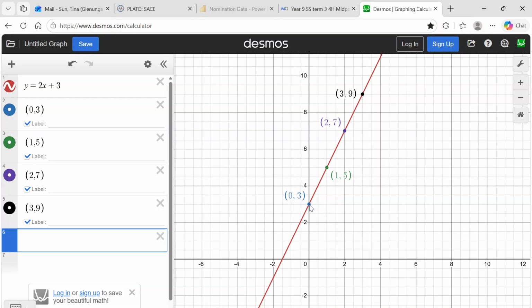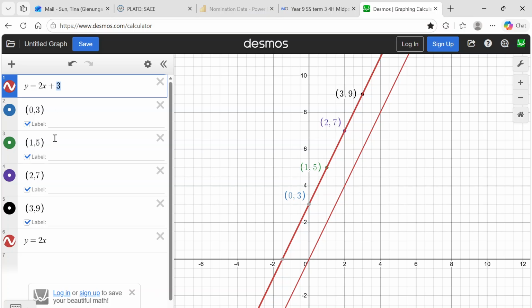But for the y-intercept, at the beginning we have y equals 2x, and the y-intercept goes through (0, 0), so the origin. But now we have the new straight line that goes through (0, 3). Okay, the y-intercept is (0, 3). So that is why the c value goes up: y equals 2x plus 3.